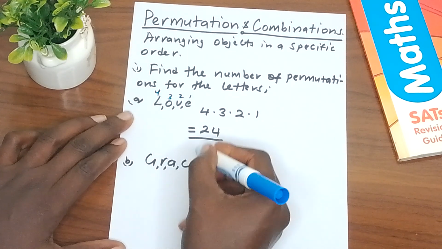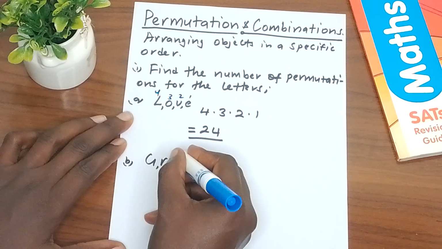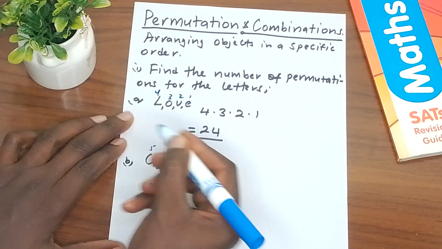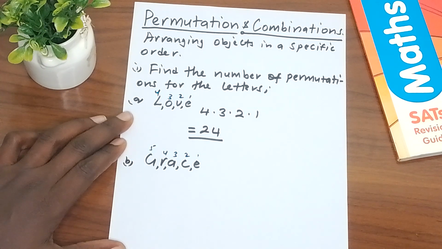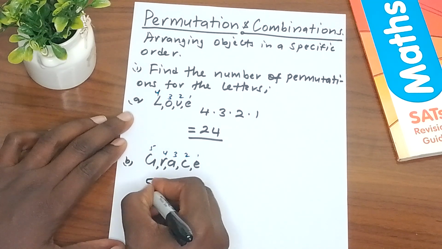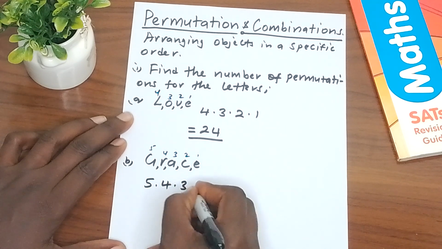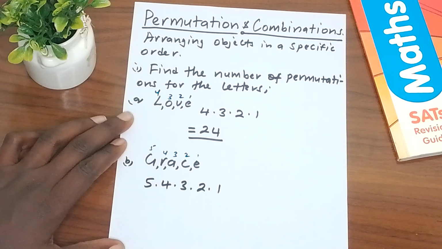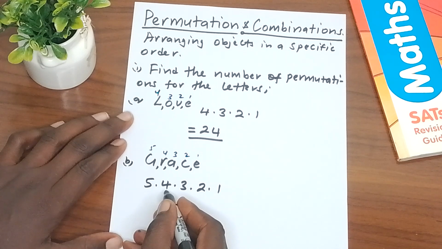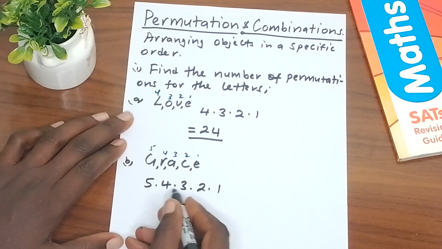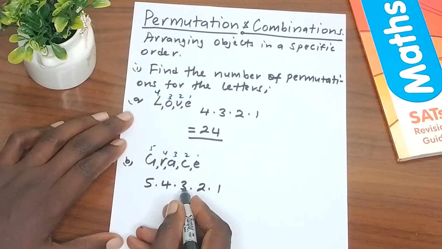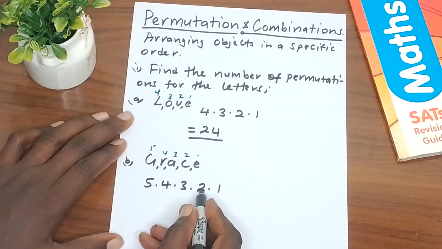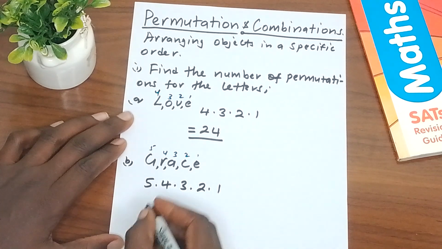So we count the letters 1, 2, 3, 4, 5. Then we start multiplying these numbers. We multiply 5 times 4 times 3 times 2 times 1. The numbers on top are the ones we are dealing with here. So we take 5 times 4, that is 20. 20 times 3, that is 60. 60 times 2, that is 120. 120 times 1, that's 120.